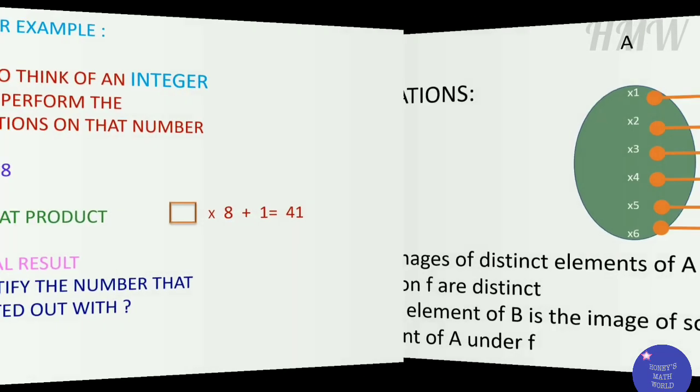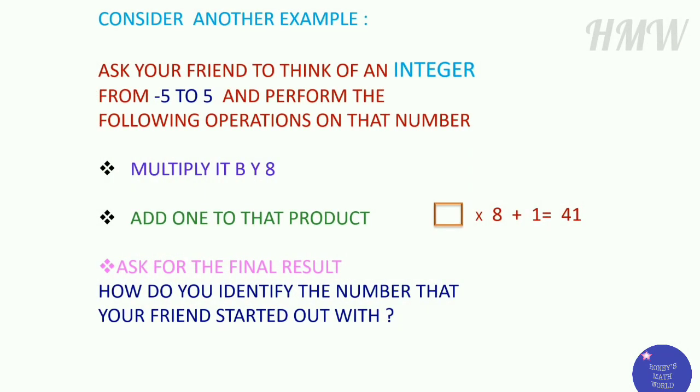Now we'll move on to another example. This is like a simple puzzle. Ask your friend to think of an integer from -5 to 5. I have taken a very simple example. Perform the following operations on that number. Multiply the number by 8. Add 1 to the product. Now, ask your friend for the final result.